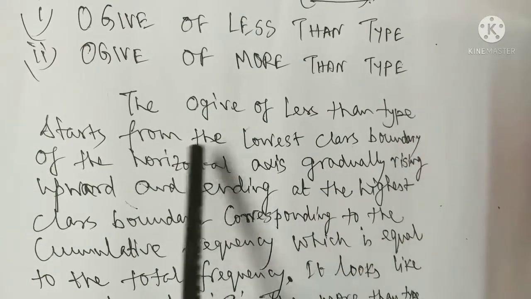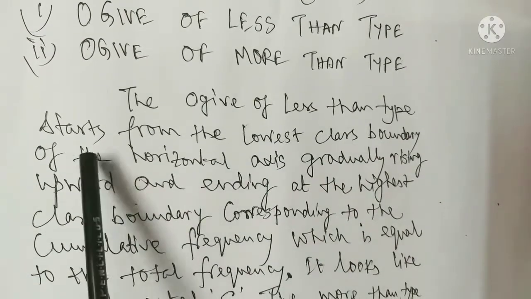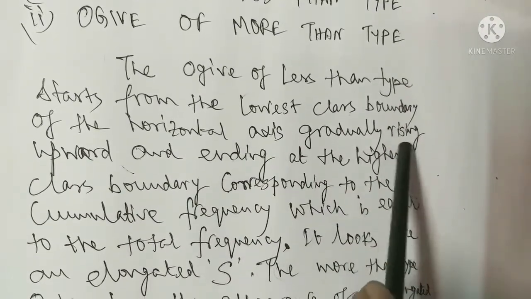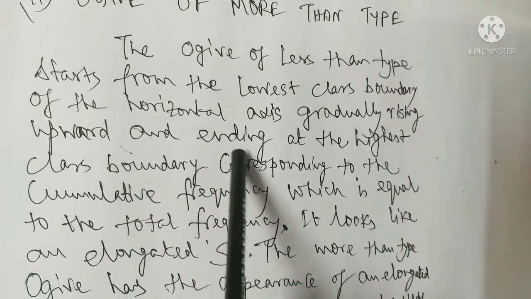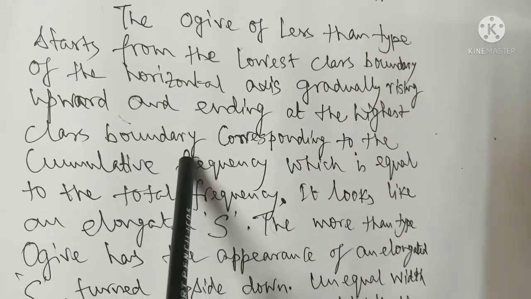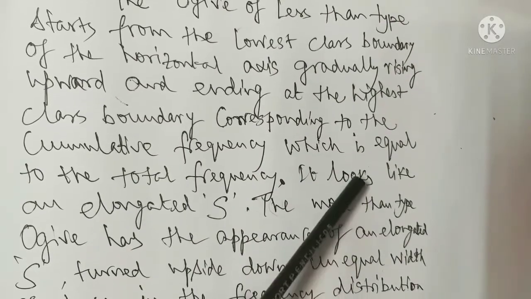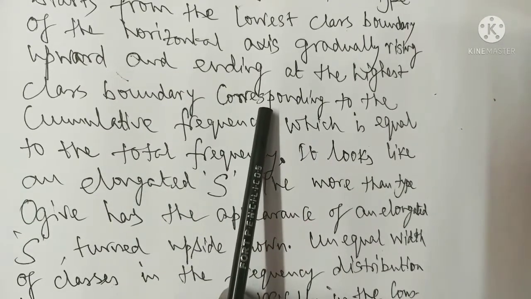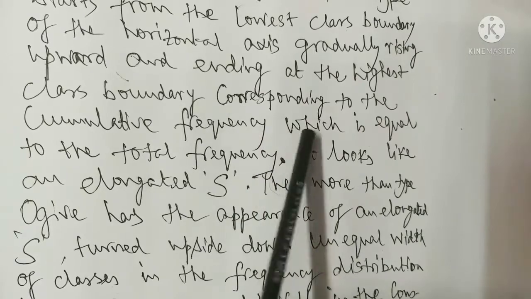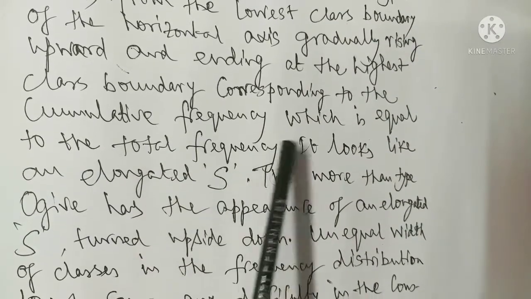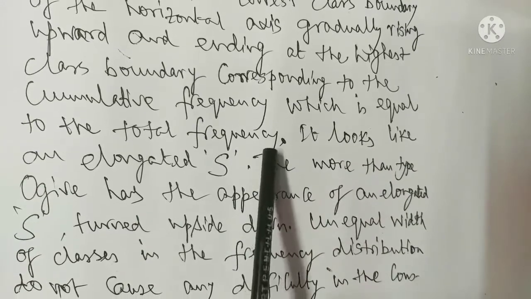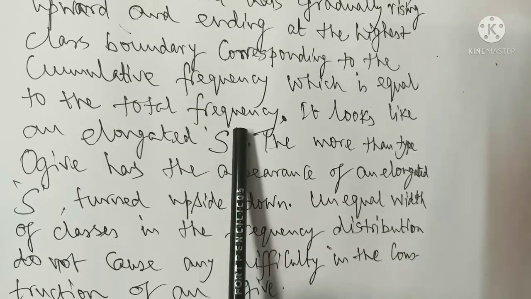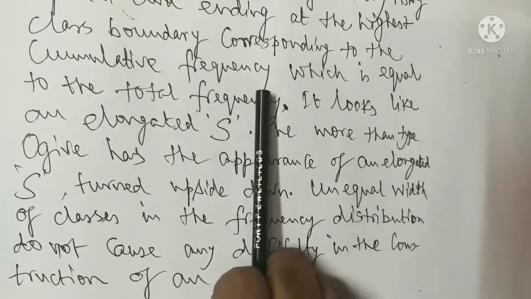The cumulative frequency polygon will be produced with the help of less than type cumulative frequency and more than type cumulative frequency. The ogive of less than type starts from the lowest class boundary on the horizontal axis, gradually rising upward and ending at the highest class boundary. That is, the ogive consists of both the initial point and the final point of the frequency distribution. The corresponding class boundary corresponds to the cumulative frequency, which is equal to the total frequency. When we add frequencies, the last point will be the total frequency value.